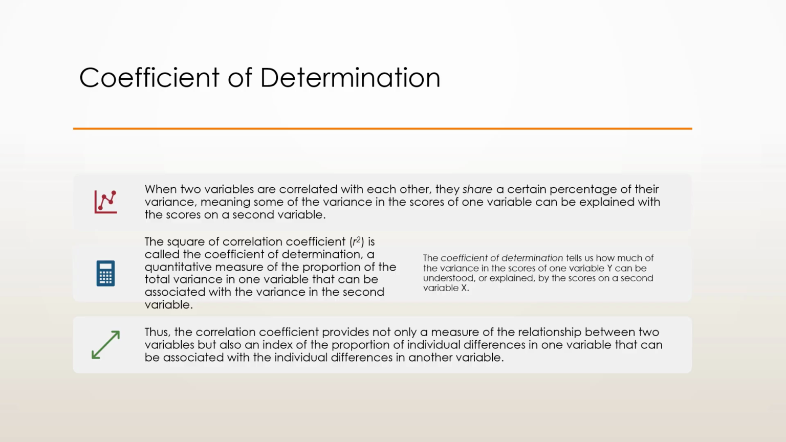Another concept related to Pearson's R is the coefficient of determination, R squared. When two variables are correlated, they share a certain percentage of variance, meaning some of the variance in one variable can be explained by the other. The square of the correlation coefficient provides a quantitative measure of the proportion of total variance in one variable that can be associated with variance in the second variable. In other words, it tells how much of the variance in Y can be explained by X.